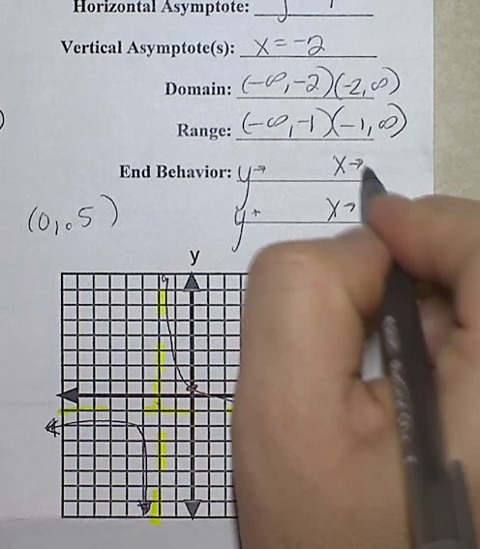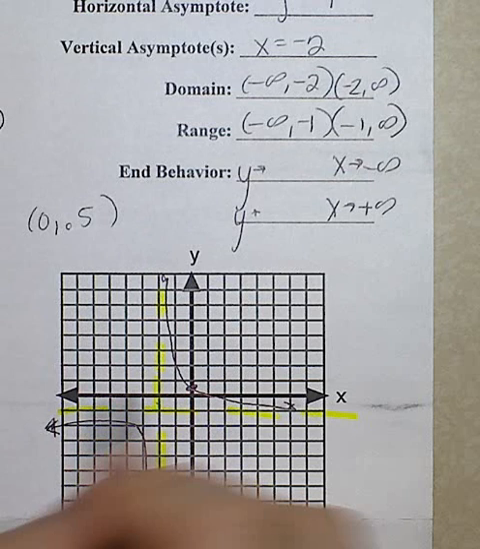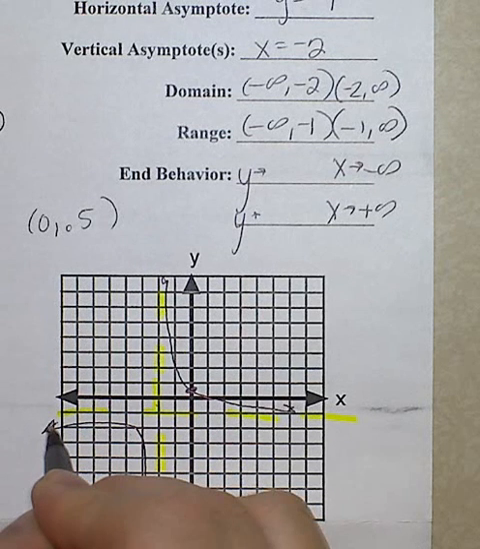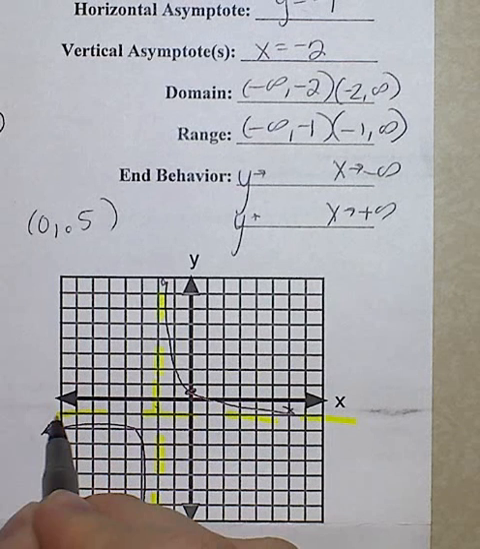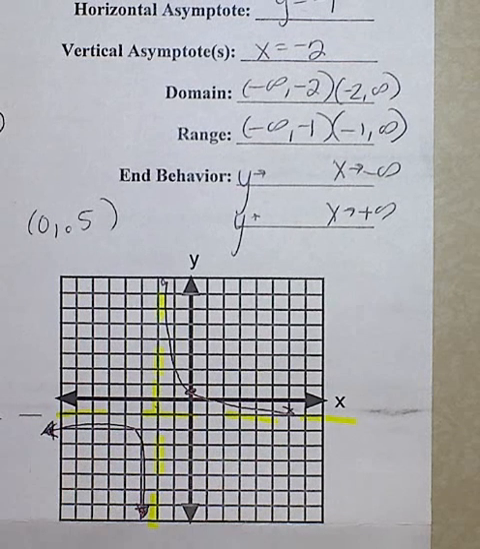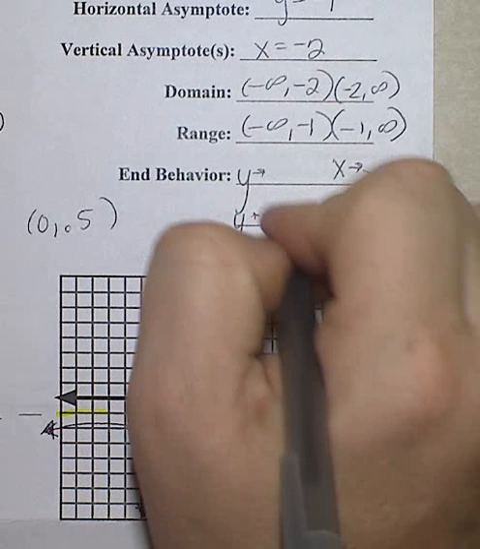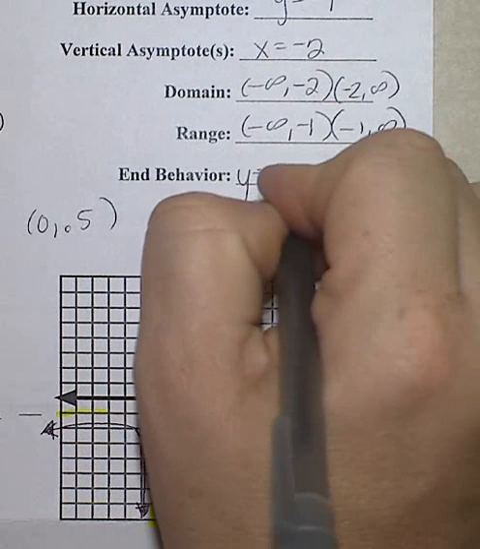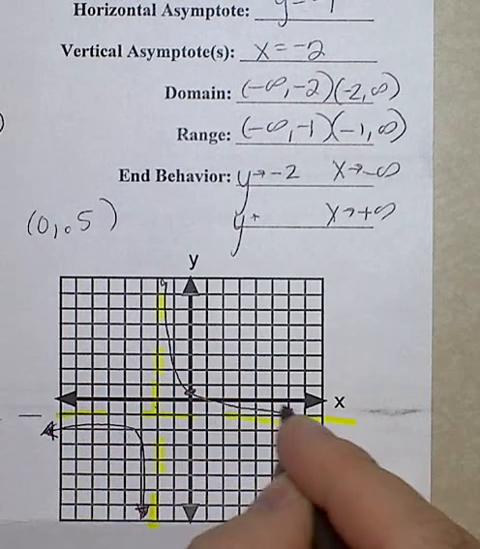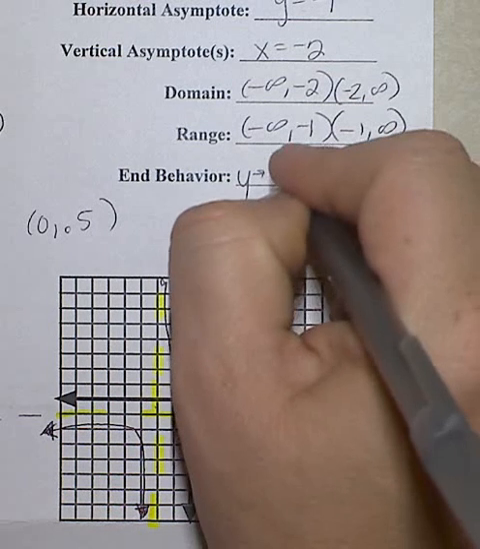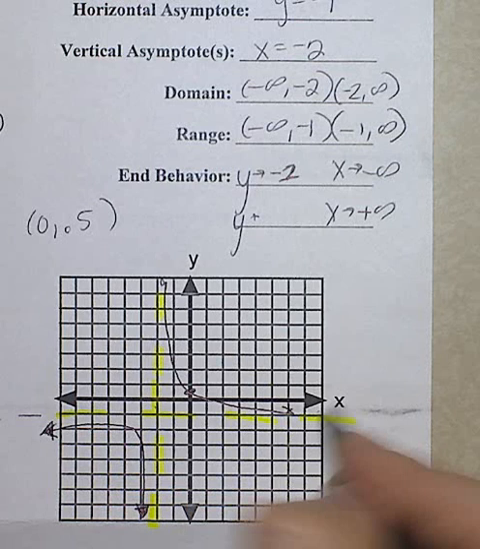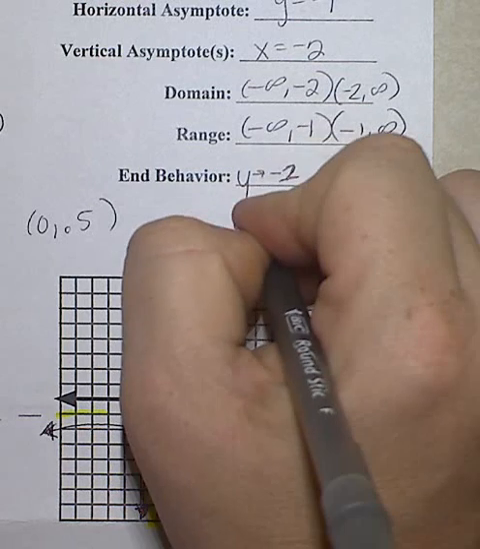End behavior. As you go to the left, this arrow is not continuing to go up or not continuing to go down. It's continuing to get closer and closer to the asymptote y equals -1. And as you go to the right, it's going down, but it's not going to continue going down. It's going to continue getting closer and closer to the horizontal asymptote of -1 as well.